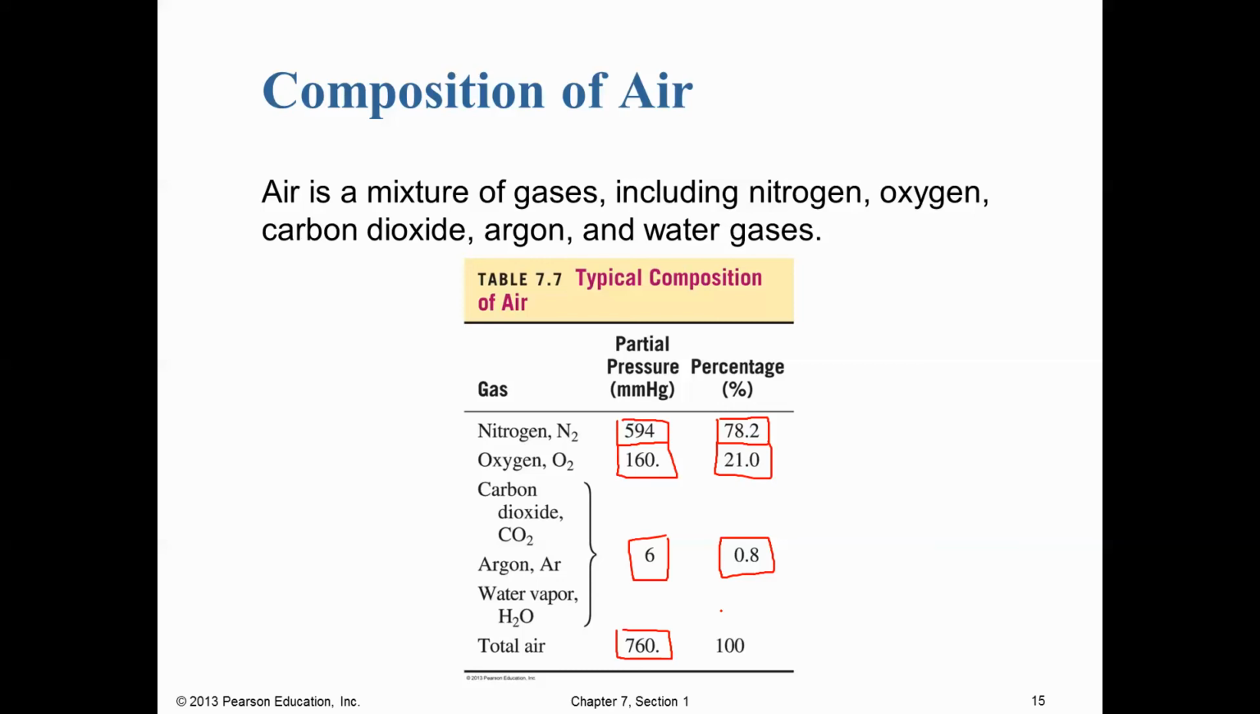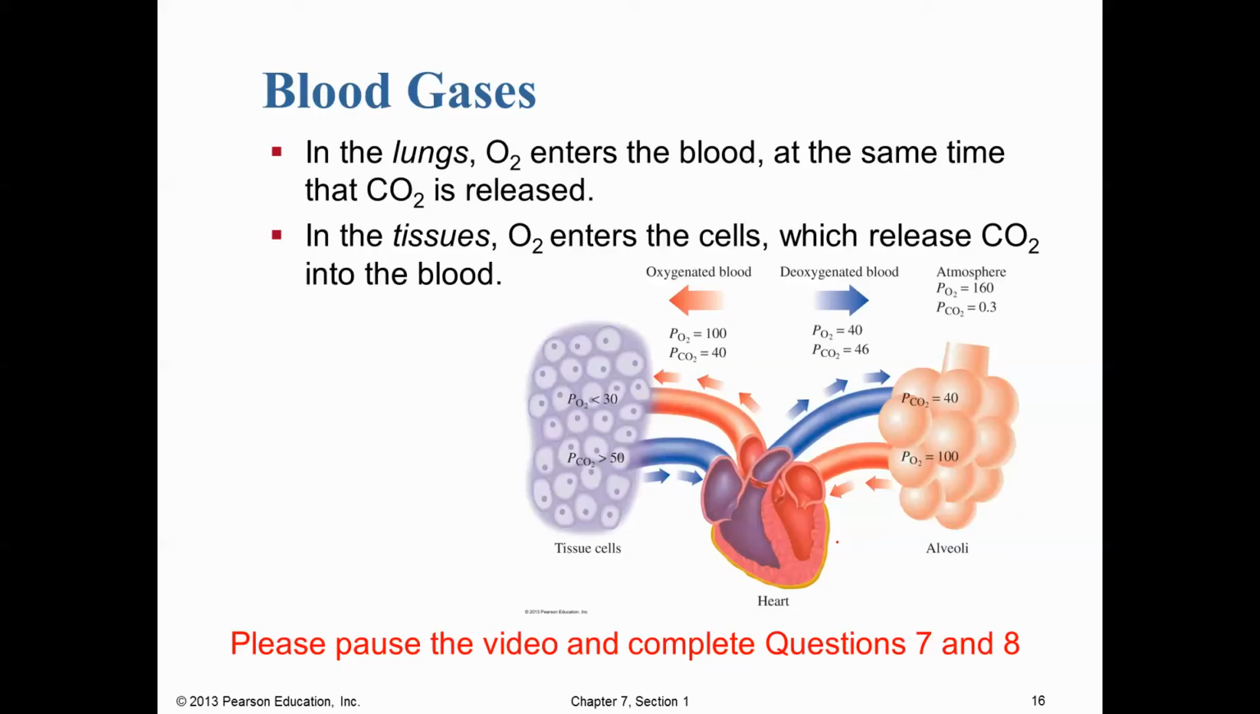So again, key points here: if we have a mixture of gases, the partial pressure of each gas is directly related to how much of that gas we have. And additionally, the sum of these partial pressures is going to equal the total pressure. And so another place where you might be most interested in the partial pressures is going to be with blood gases, because this is important in our bodies.